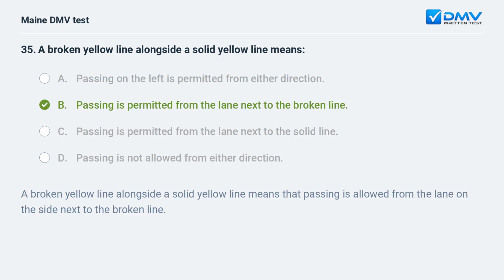B. Passing is permitted from the lane next to the broken line. A broken yellow line alongside a solid yellow line means that passing is allowed from the lane on the side next to the broken line.